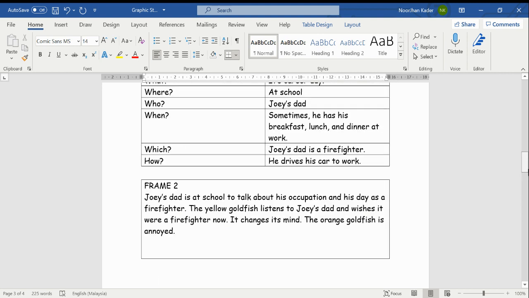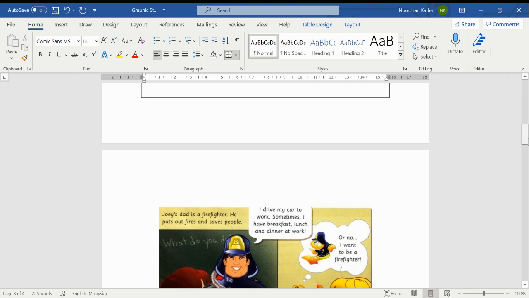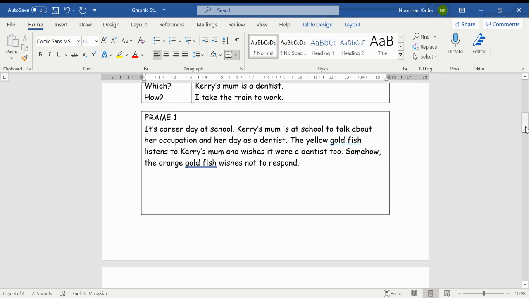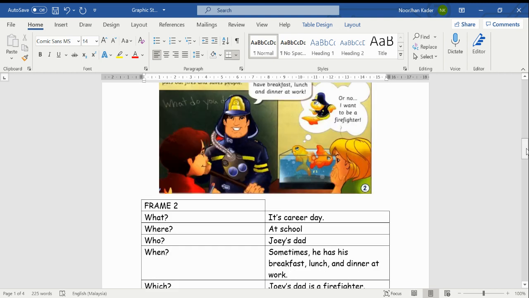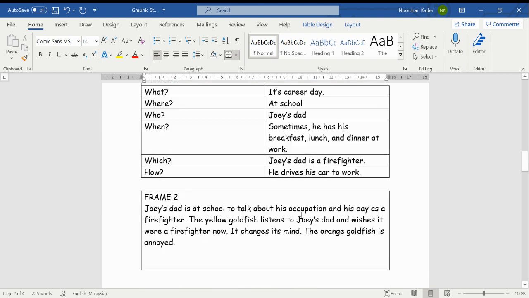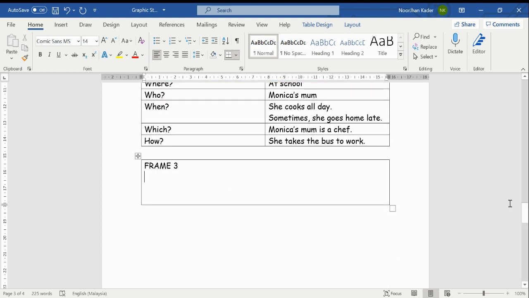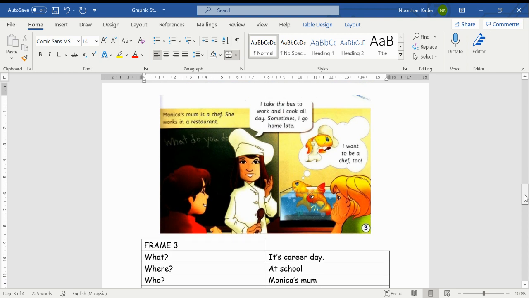Okay, so as we have written the narrative for the first frame and second frame, we see the first frame that we started with, it's career day at school. This is actually the introduction for all the visual storytelling, that means from frame 1 to frame 4. So we don't have to repeat it. That is why I did not repeat it in the second frame. In the third frame it's almost the same picture, so it will be almost the same narrative also.